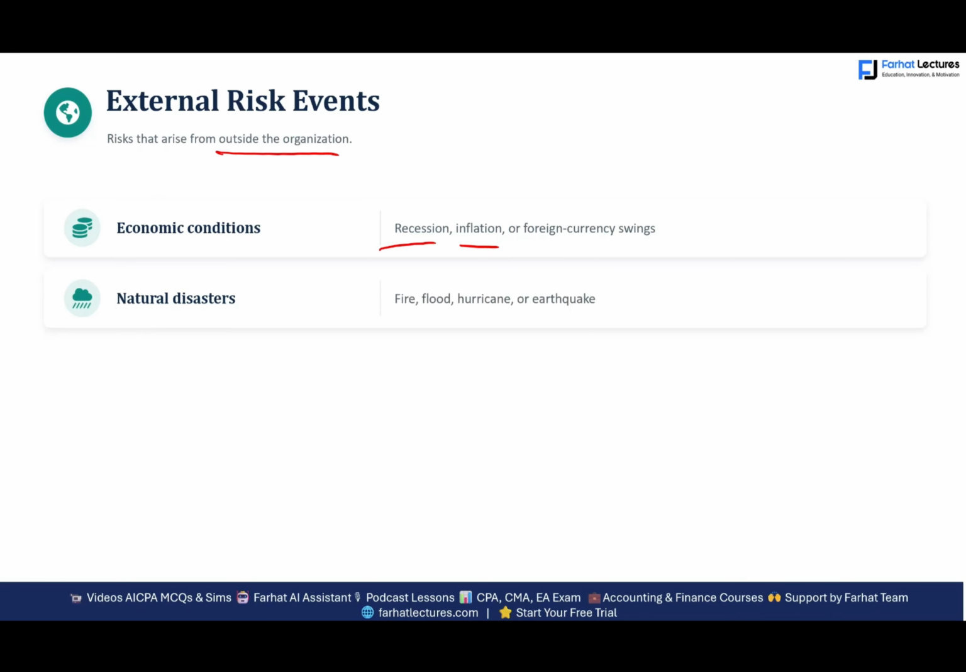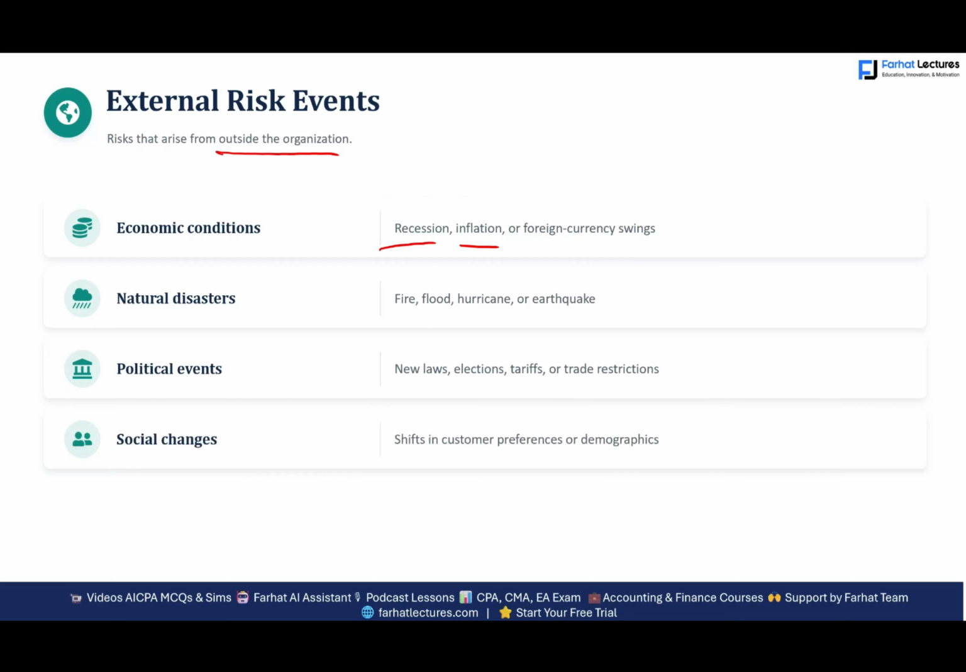Natural disasters, another one. Fire, flood, hurricane, earthquake. For example, a hurricane forces the company to temporarily close its factory. No output anymore. Well, we could have political events: new laws, elections, tariffs, or trade restrictions. For example, new tariffs could increase the cost of imported raw material. That's an external event. That's a risk of the business.